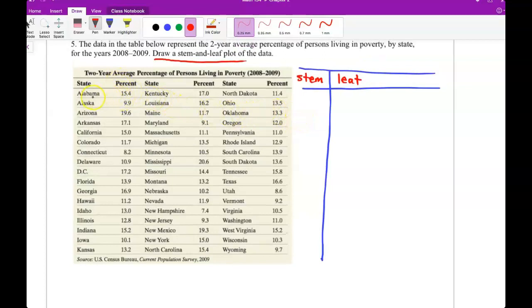Okay, for example here, for Obama we have 15.4. That 15 is here in the left column, for the stem. 9.9, the 9 is here. 19.6, the 19 is here. 17.1, the 17 is here. So I'm writing all these numbers here in order.